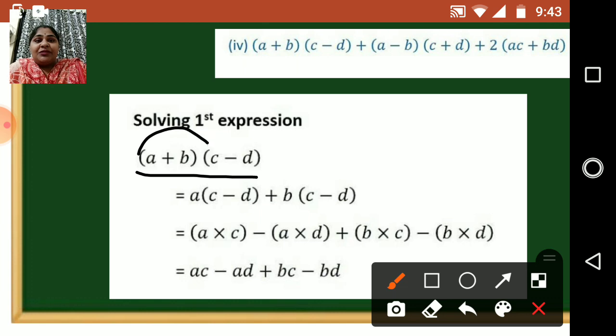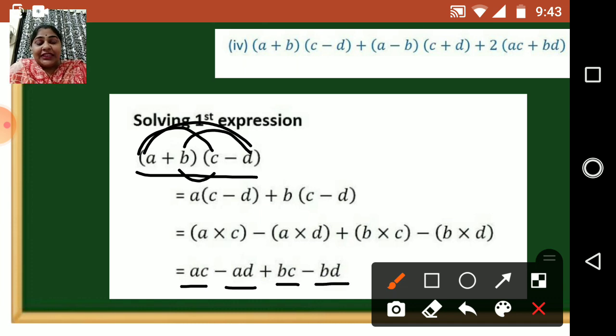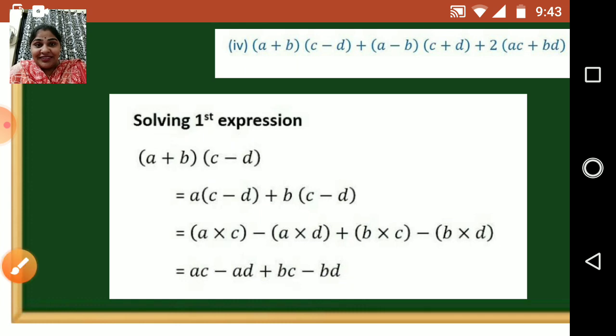So a multiplied by c is ac. A multiplied by negative d is negative ad. B multiplied by c is bc, and b multiplied by negative d is negative bd. I hope this is easy. I hope all children are getting the concept now.